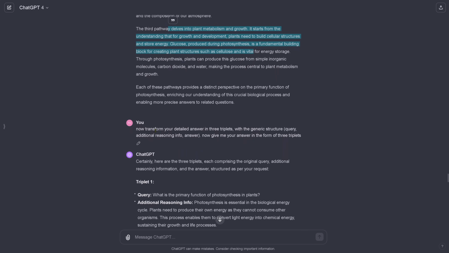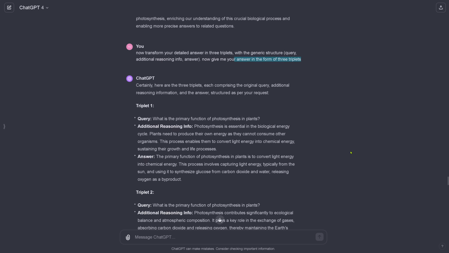So I tell GPT, hey, now transform your detailed answer into 3 triplets. With the generic structure, we have a query. Then we have this additional reasoning information that GPT-4 created, and then always the same answer. Now give me your answer in the form of 3 triplets. Okay, GPT-4 comes back, doesn't like parentheses, no problem. So we have triplet 1, but we have always the same query, and we have always the same answer.